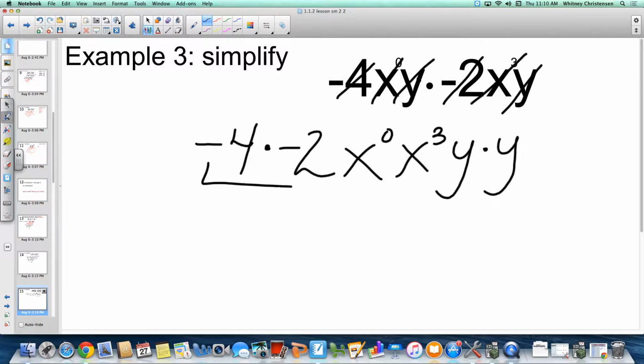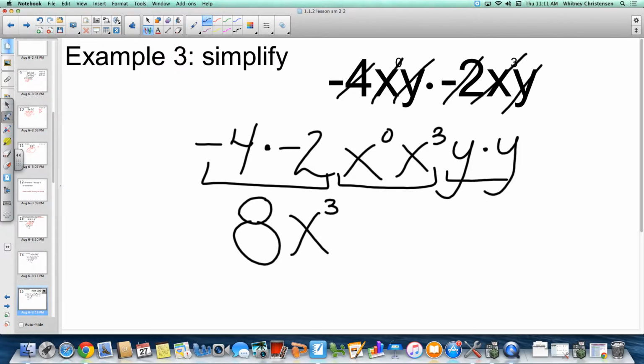Let's simplify it. What's -4 times -2? 8. Good. I heard +8, which is correct. Negative times a negative. And then, let's look here. Are we multiplying the same base? Yes. So we add the exponents. In this case, it is 0 plus 3, which is 3. So we have x to the 3rd.